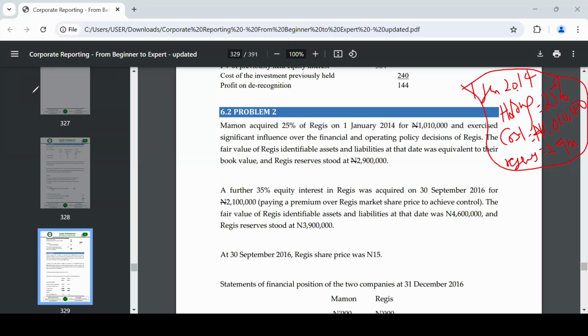We're told a further 35% equity interest in Regis was acquired on 30th September 2016 for 2.1 million. They said we paid a premium over Regis market share price to achieve control. Is it true that we achieved control? Absolutely yes.